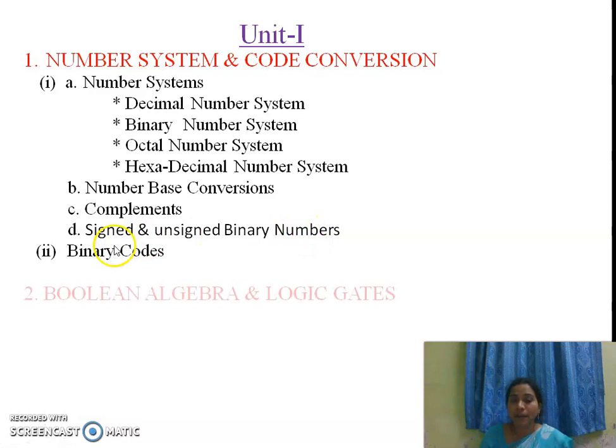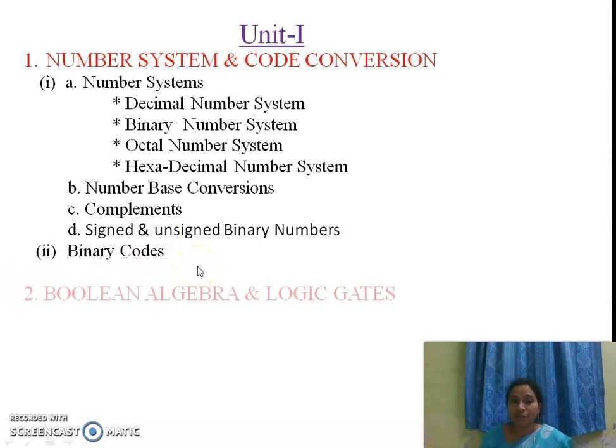Then go for binary codes. We have different types of binary codes: weighted code, non-weighted code, reflective code, alphanumeric code, error detecting and error correcting code. In that, how to represent each number in binary codes, how we represent BCD, the XS3 number, and how to find the gray code numbers, all we will observe in binary codes.